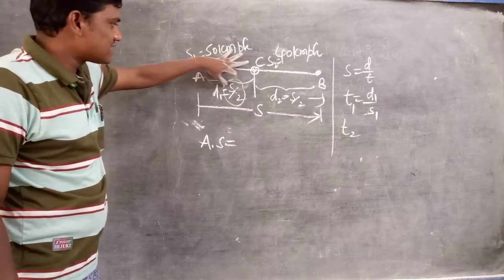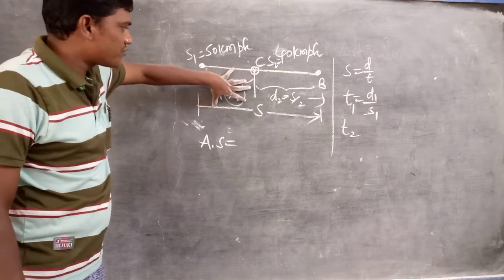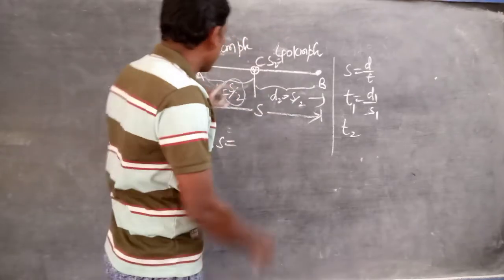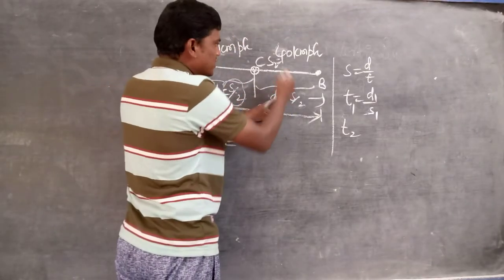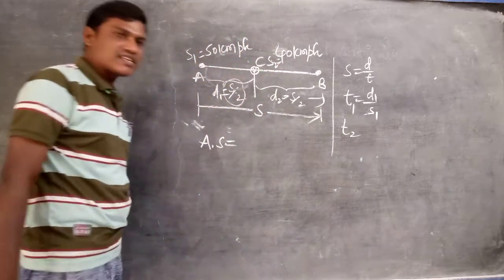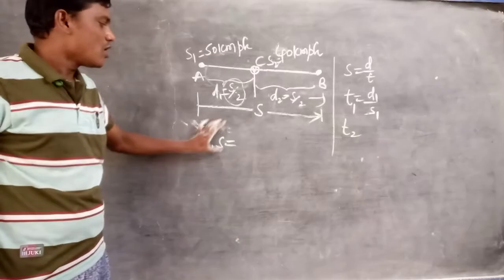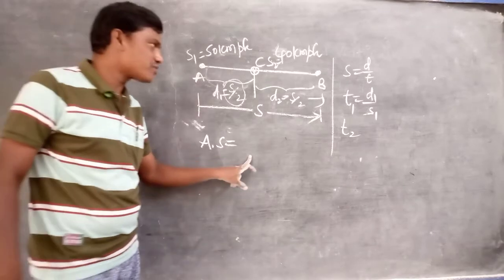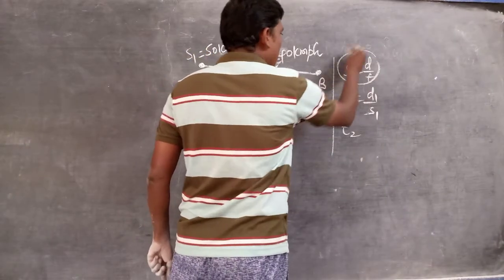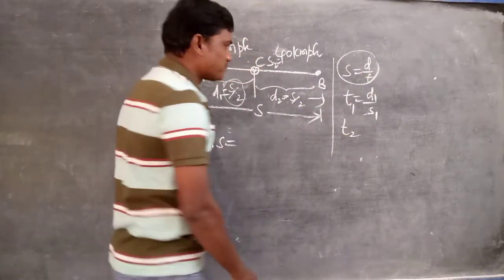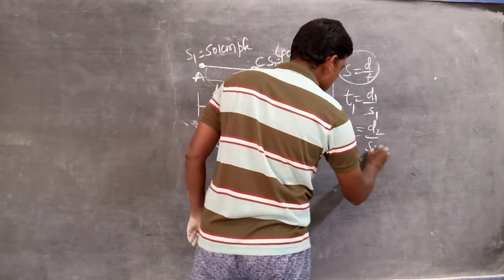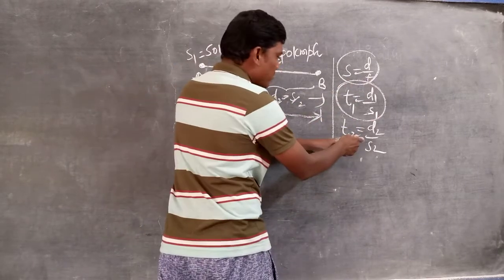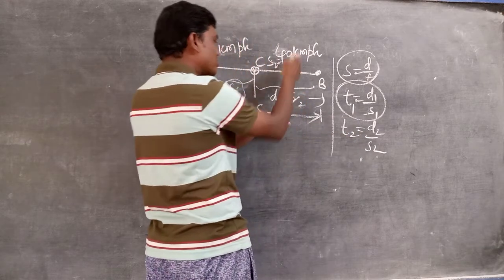First, from A to C the speed of the vehicle is 50 kilometers per hour and the distance is S by 2. Half of the distance is moved with 50 kilometers per hour. Next half of the distance it travels with 40. So D1 and S1, D2 and S2. For average speed we want the distance and the time. The distance is given but the time is not, so we find the time using the regular formula speed equals distance by time. T2 equals D2 by S2. T1 we find by substituting D1 and S1, and T2 by substituting D2 and S2.